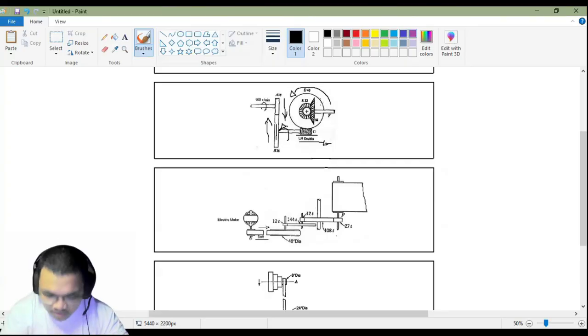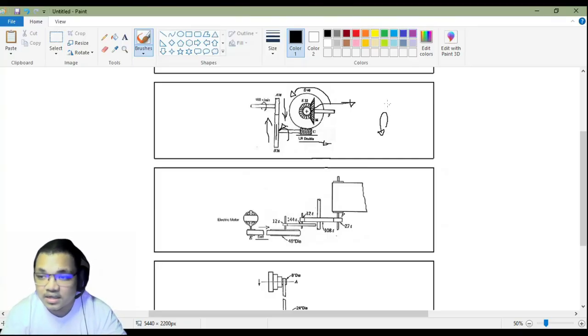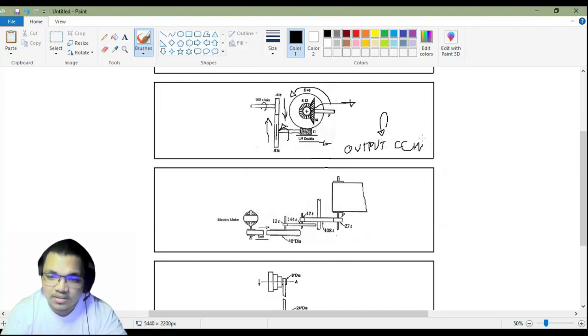With this turning counterclockwise, we can assume that this gear, this one connected to this larger gear, is turning away from us. Right? Turning towards us, actually. Thus, we can assume that it's counterclockwise. So the output here is counterclockwise. Okay.